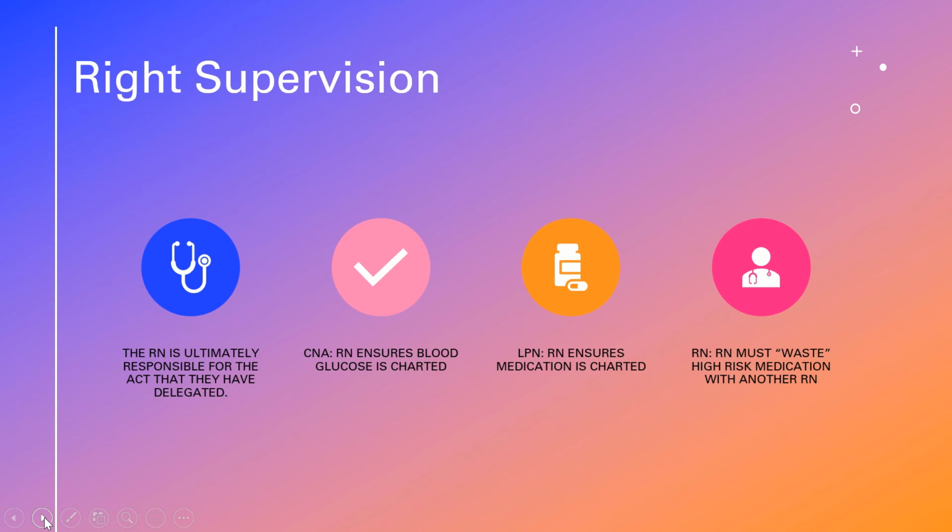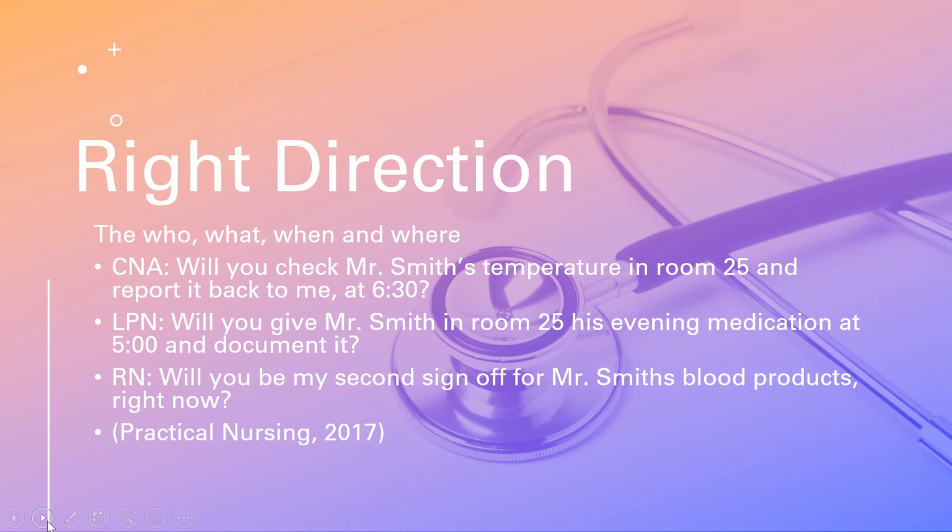What I mean by wasting is that in a lot of states, including my own, you have to have double eyes on high-risk medications such as opioids, so you have to have another RN supervising this. The right direction is basically the who, what, when, and where. This is just being very specific in your directions.